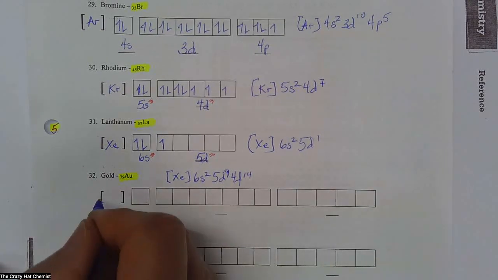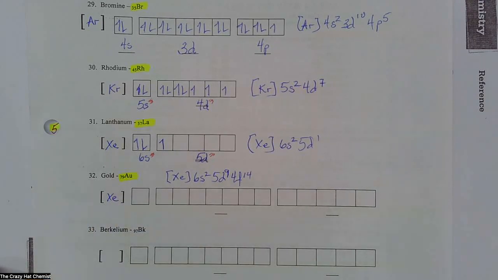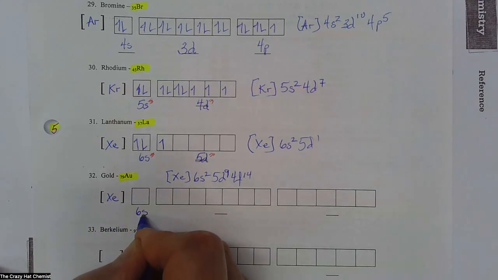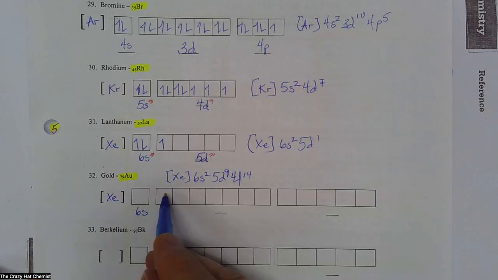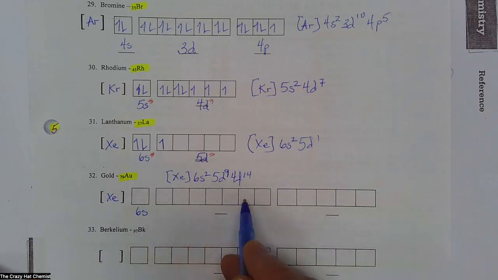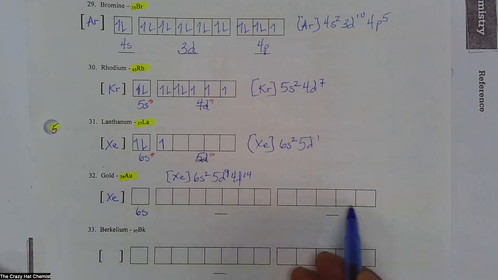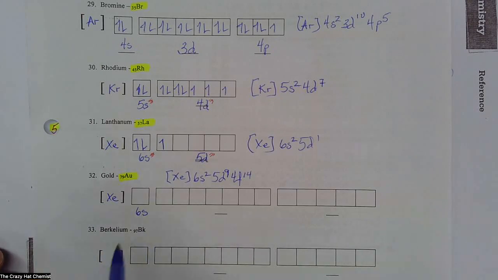Now, labeling these boxes here, let's label that noble gas as xenon. This is a 6S because it has a single box. I need to count these boxes and figure out which set of boxes these are. Is this a D or is this an F? That's the question. And the number of boxes tells you what type of orbital it is.